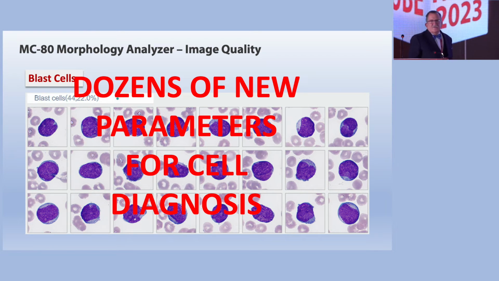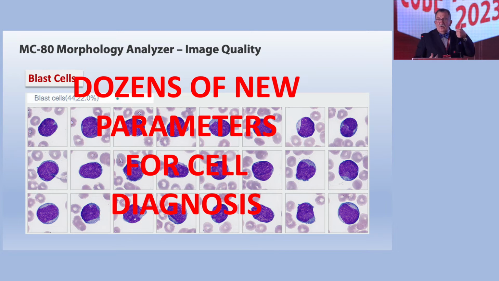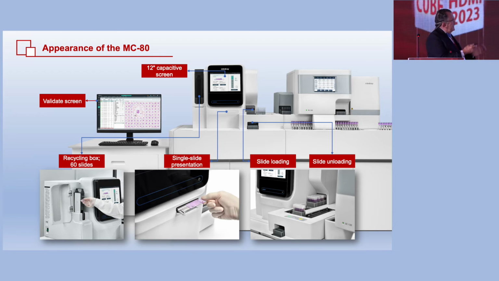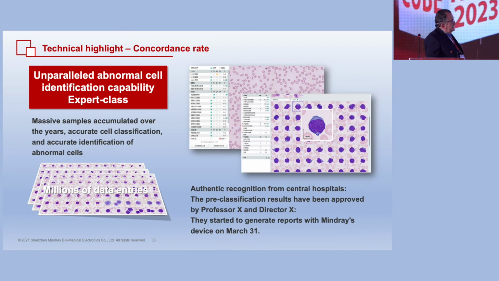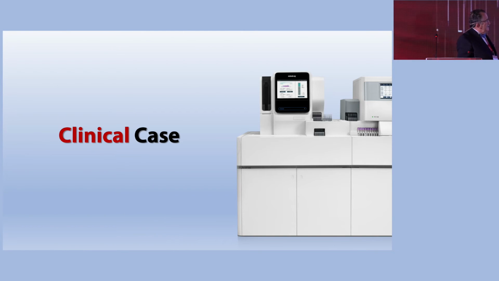Dozens of new parameters for cell diagnosis that are, together with cell population data, improving. But now we have the color and the texture of the nucleus and the color and the granulation of the cytoplasm. And now we have this combination of information to improve the diagnosis. Also, we can have red cells, but this has been shown, I will not enter on that, an image of the red cells and the platelets. But the instrument is detecting, pre-classifying the schistocytes, the target cells, etc.